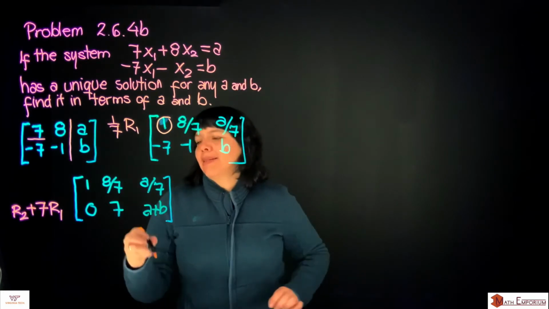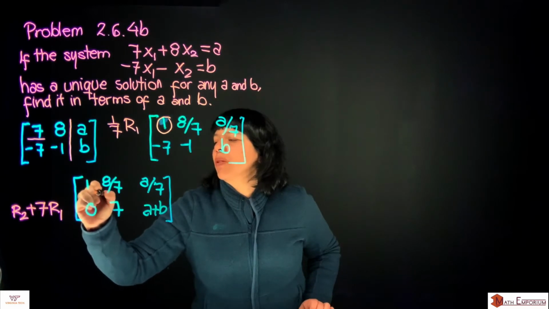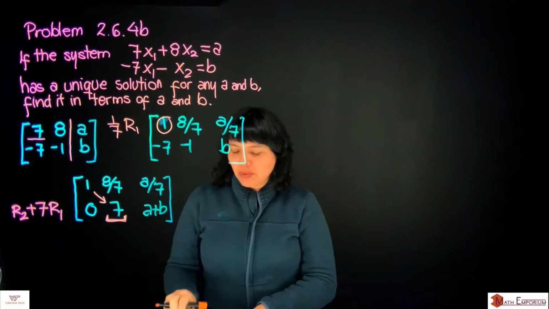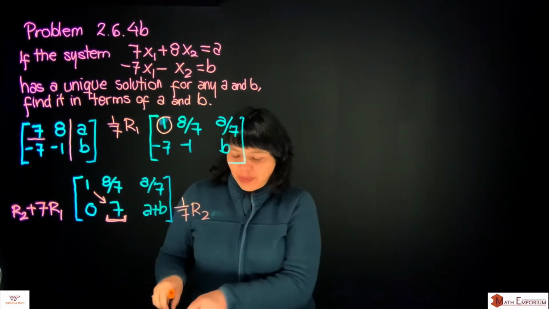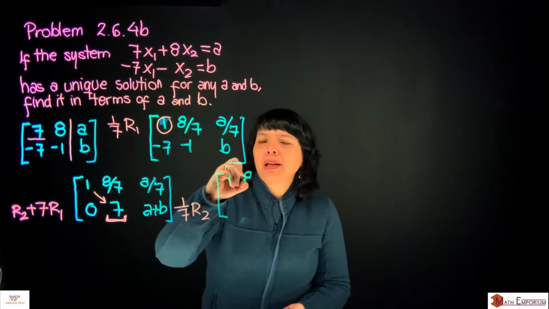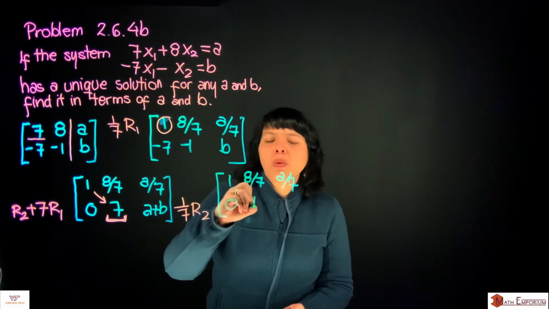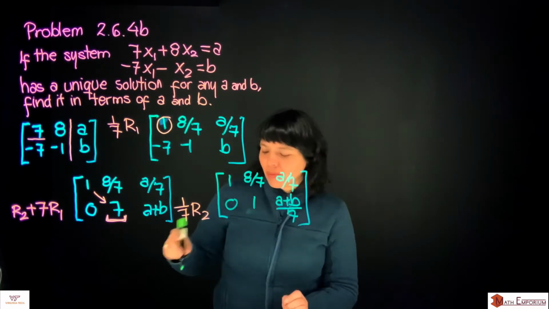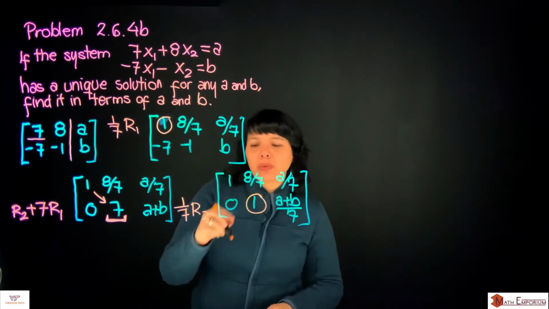In the next step, we have our 1 here, and that's great. Now we're going to move to this place, and we want to get a 1 here. So that means we're going to do 1/7 times row 2. And the matrix that we're getting is going to be 1, 8 sevenths, a over 7, 0, 1, and a plus b divided by 7.